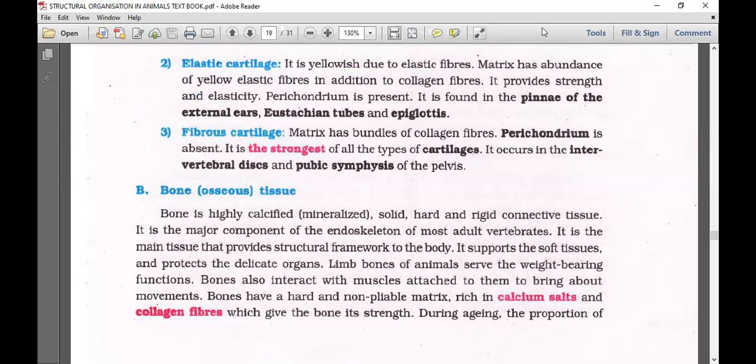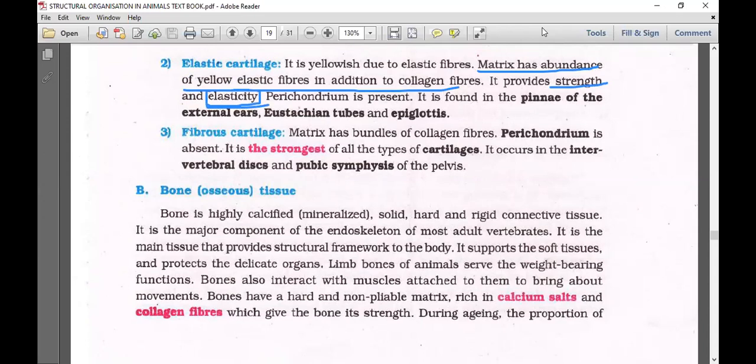Now let's come into the topic. It is yellowish due to elastic fiber. The matrix has an abundance of yellow elastic fiber in addition to collagen fiber, but more is elastin fiber. Then what does it provide? It provides strength and elasticity due to the presence of elastin fiber.